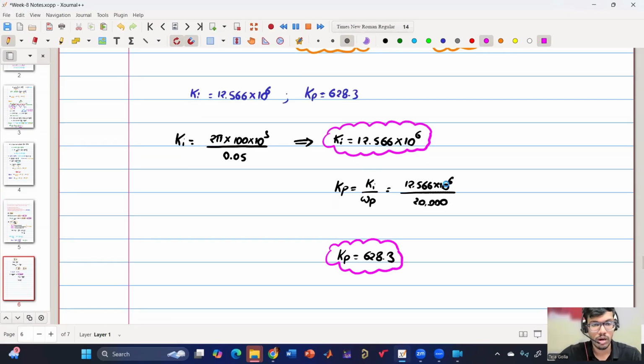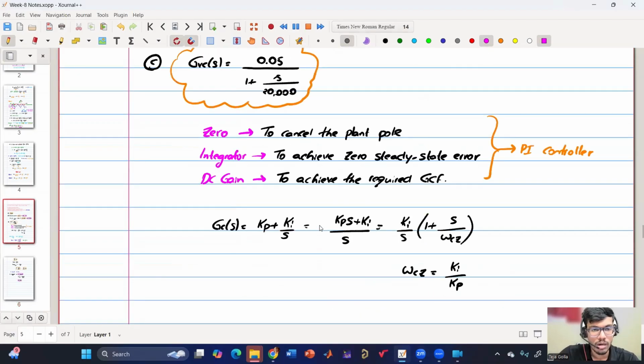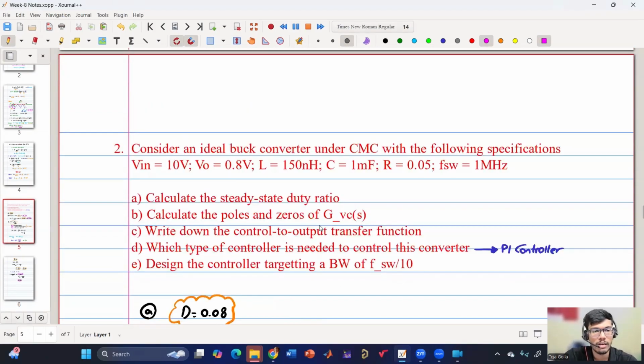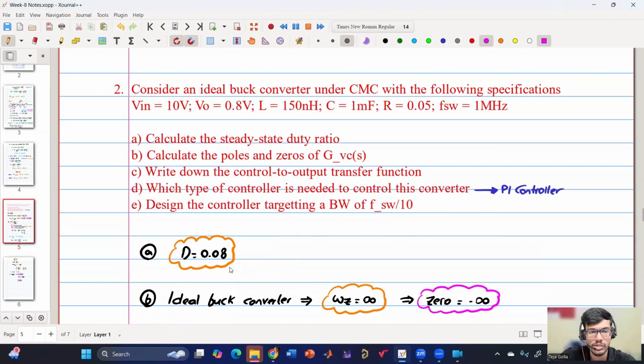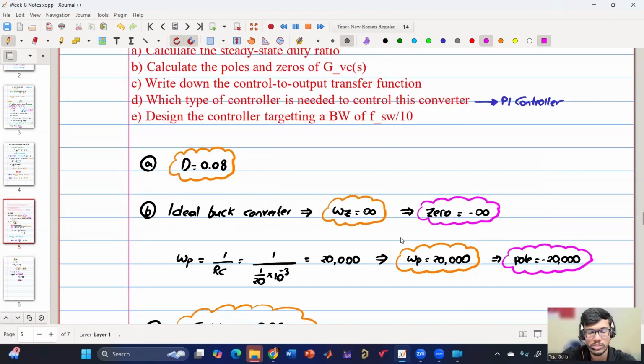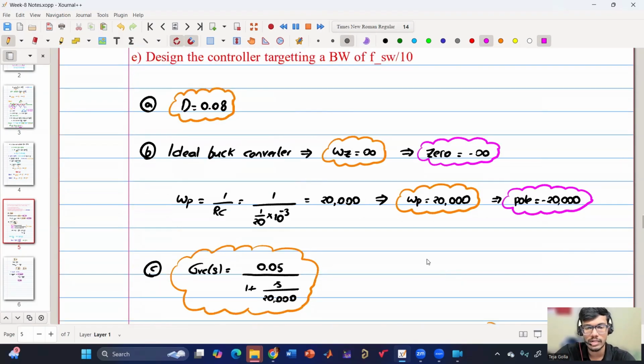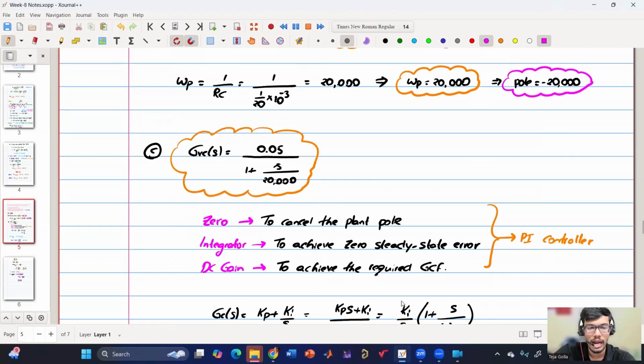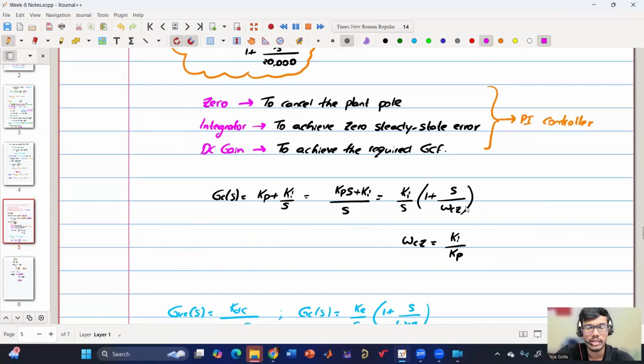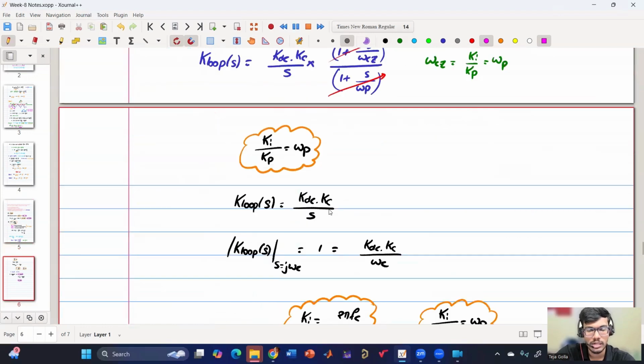Now in this question, I have given an ideal buck converter operating under current mode control with the specifications. And then I have asked to calculate the steady state duty ratio, calculate the poles and zeros of GVC of S, write down the control to output transfer function, the type of controller that is needed, and how to design the controller. So we have calculated the duty ratio and the pole and zero locations. There is no zero, or I can say the zero is at minus infinity, and the pole we have calculated. Then we got the transfer function, and we saw that a PI controller is sufficient. Then we designed the controller targeting a certain bandwidth.